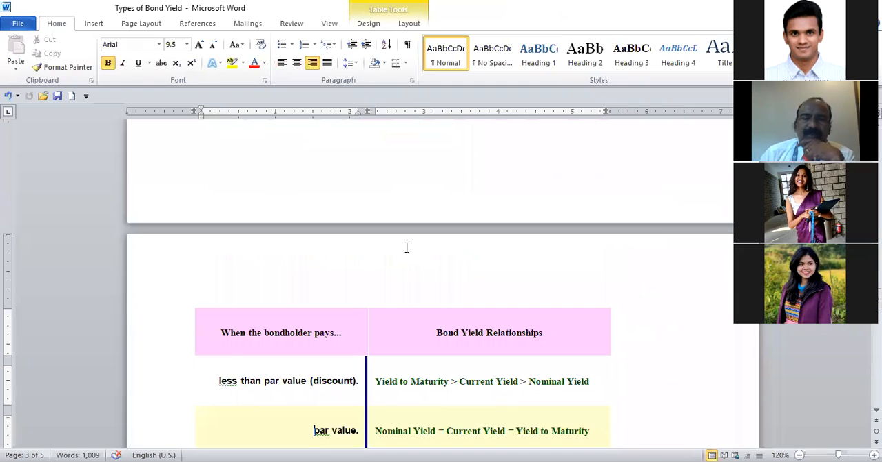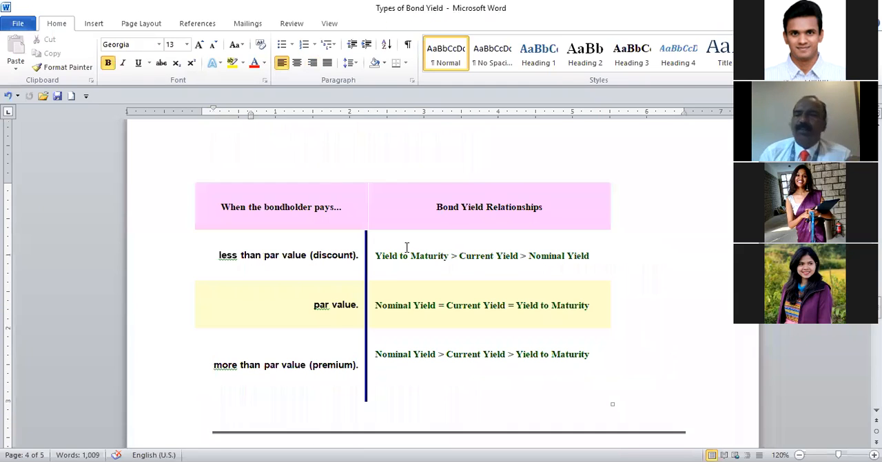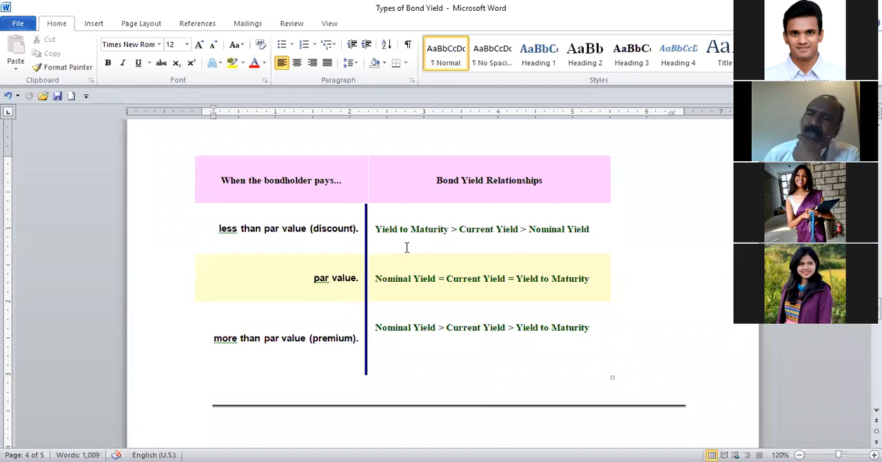That is what we have seen here. The first scenario is less than the par value of the bond, a discount, the third scenario. Yield to maturity is greater than the current yield, greater than the nominal yield. At par value of the bond, all are equal. And more than the par value, as a premium, the nominal value of the bond, that is the current yield of the bond, is greater than the yield to maturity. This is the bond yield relationship that we have seen.